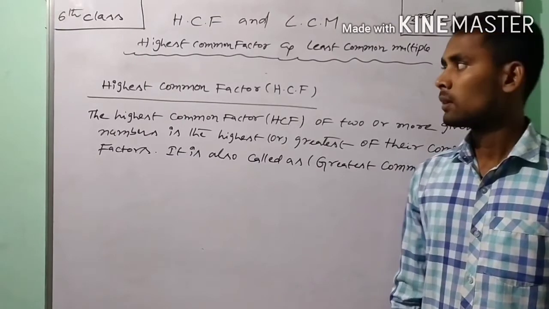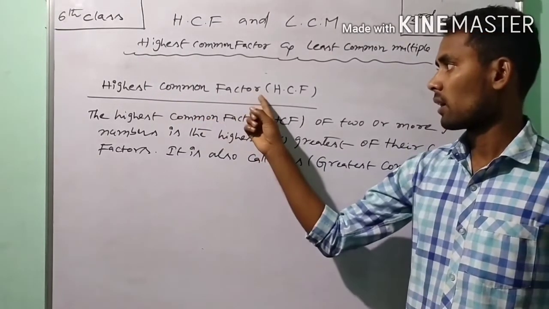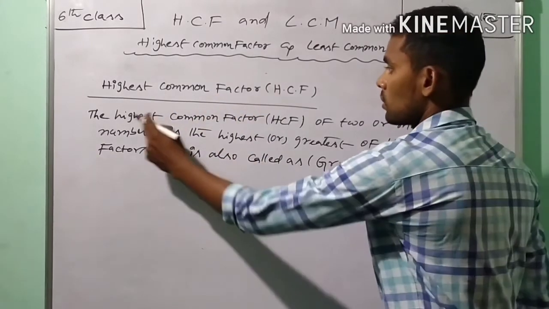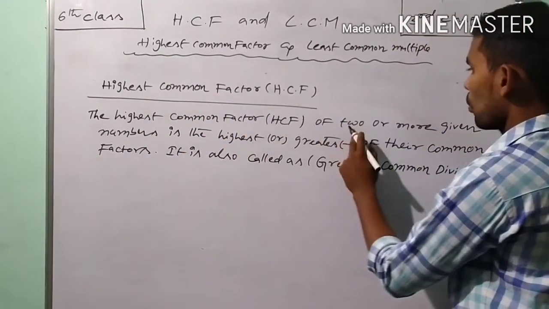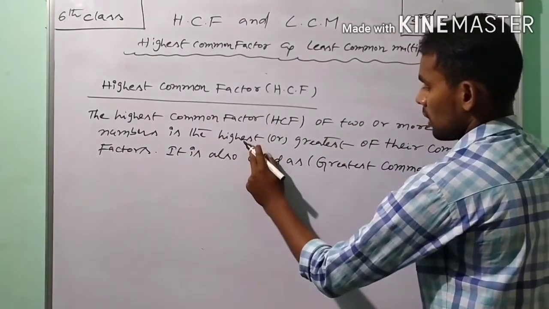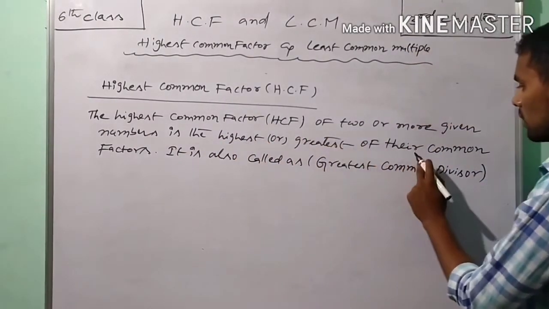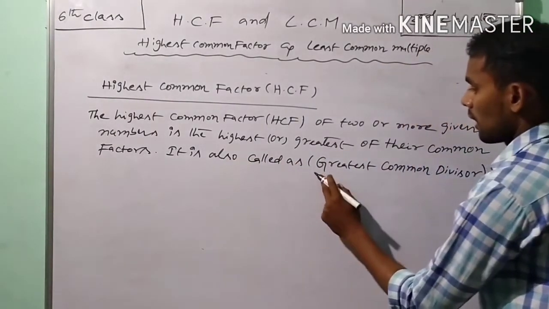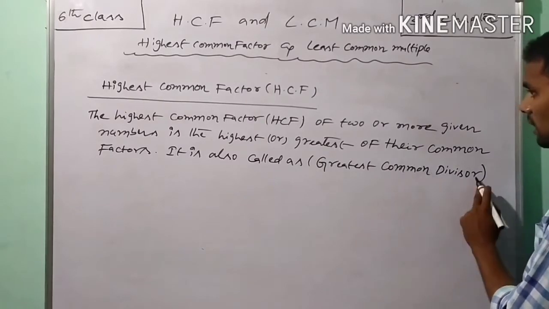Next topic, highest common factor. What is the highest common factor? The highest common factor of two or more given numbers is the highest or greatest of their common factors. It is also called greatest common divisor.